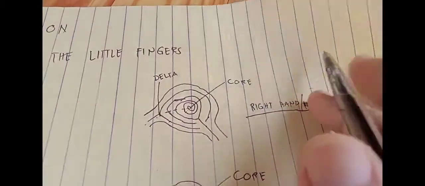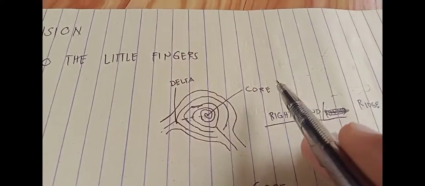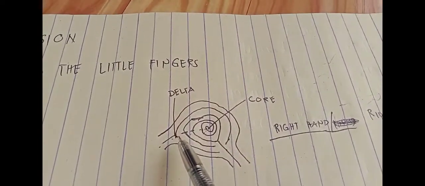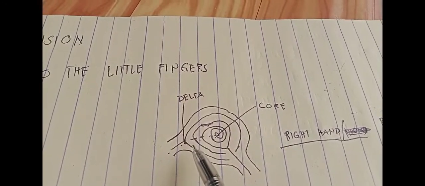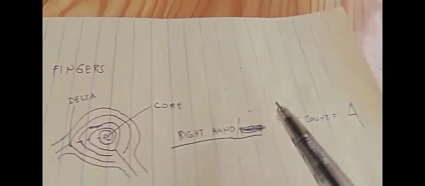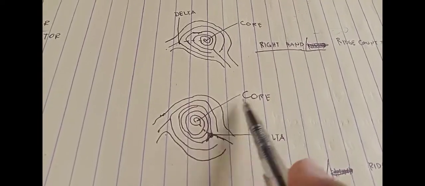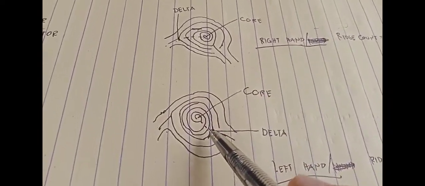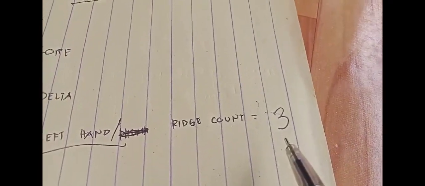Plain whorl. So the delta will be located here in the core at the middle. In bridge counting, you will draw an imaginary line, and that imaginary line will be the ridge count. So let's count 1, 2, 3, and 4. It has a ridge count of 4. And in case it is in the left hand, the delta will be here in the core, still at the middle. So the line is 1, 2, 3. So we have a ridge count of 3.